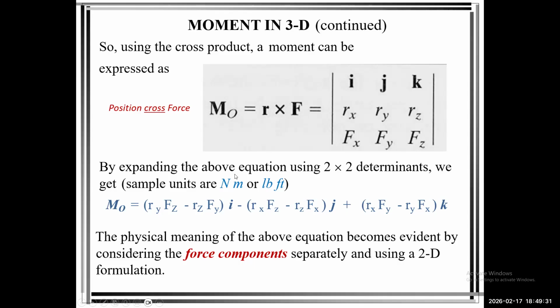Right? So by expanding the above equation with a 2 by 2 determinant, we can get simply what the moment is, and the moment can be either Newton meter or pound foot or whatever, depending on the unit. So you would typically get something like this. This is always going to be minus, must put here. This is plus, this is plus. So that's a convention. The physical meaning of the above equation becomes evident by considering the force component separately and using 2D formulation. Any question there?